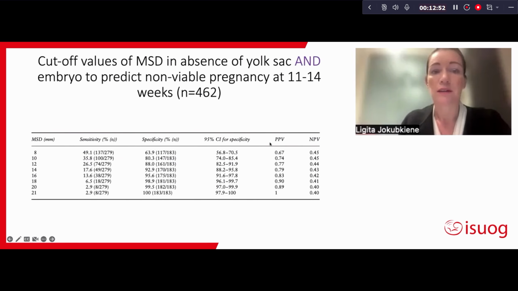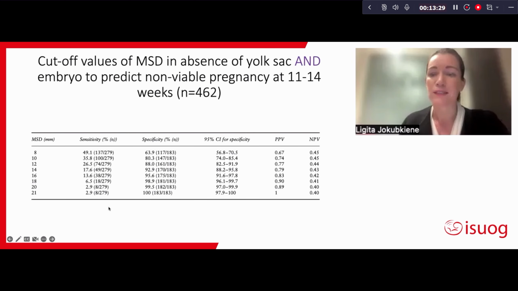And if we look here at the cutoff values for mean gestational sac diameter, if there was no yolk sac and no embryo, to predict the viability, we can see that if we check, for example, 16 millimeters of mean gestational sac diameter, the cutoff that has been used for a long time, we still have false positives. So it's 4.4% of patients who will still have a viable pregnancy. And we reach the 100% specificity, which means 0 false positives, at 21 millimeters in gestational sac.